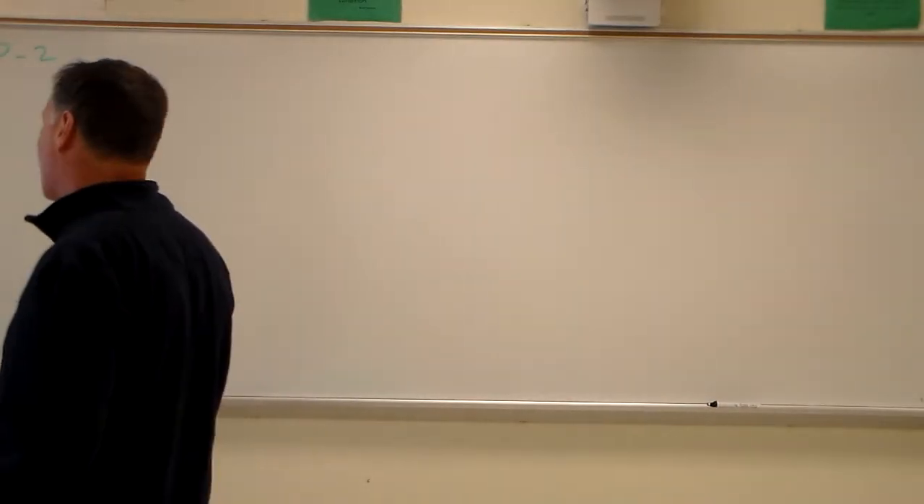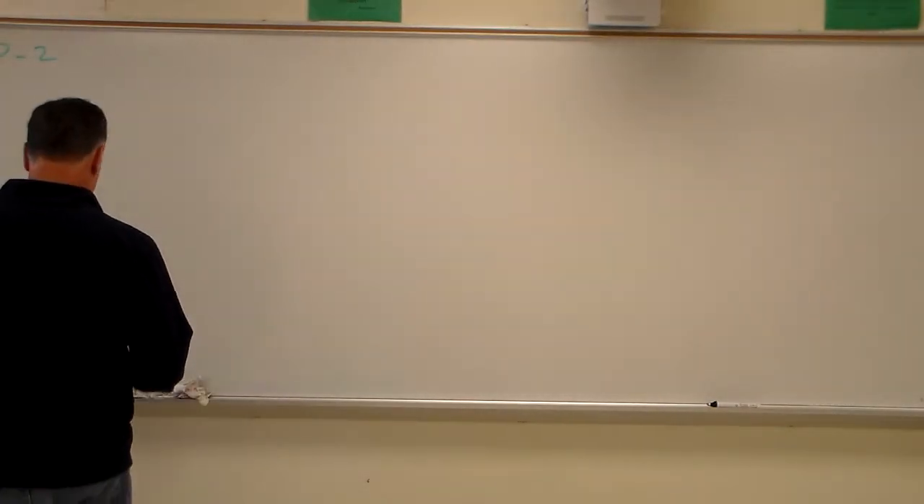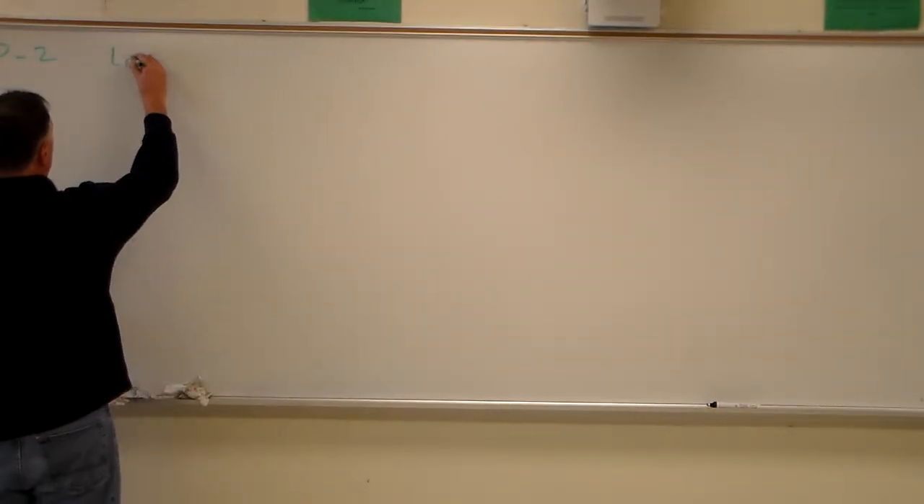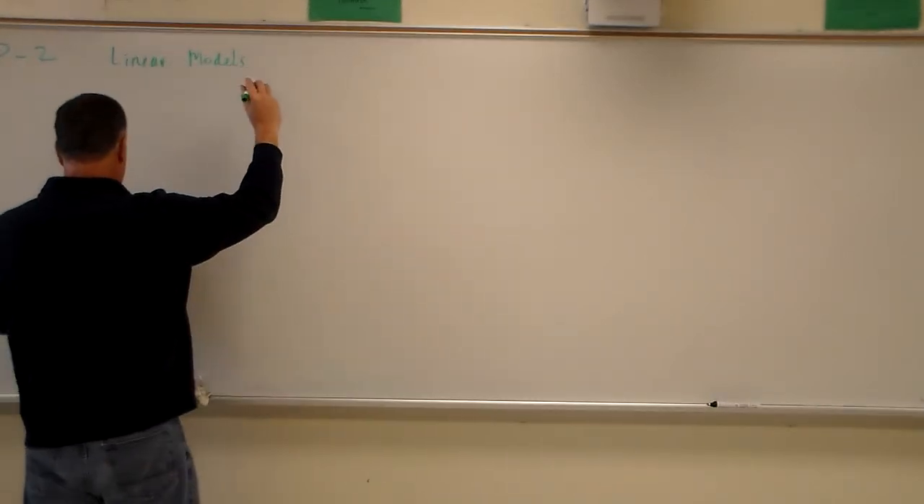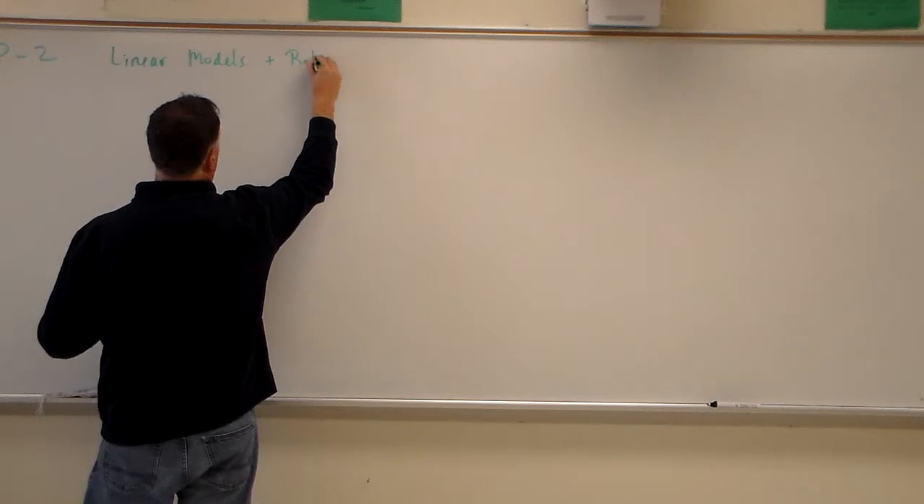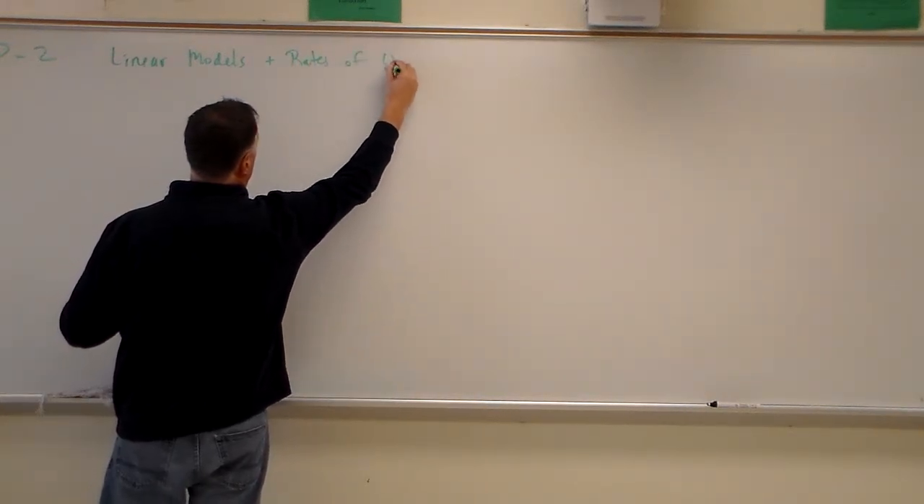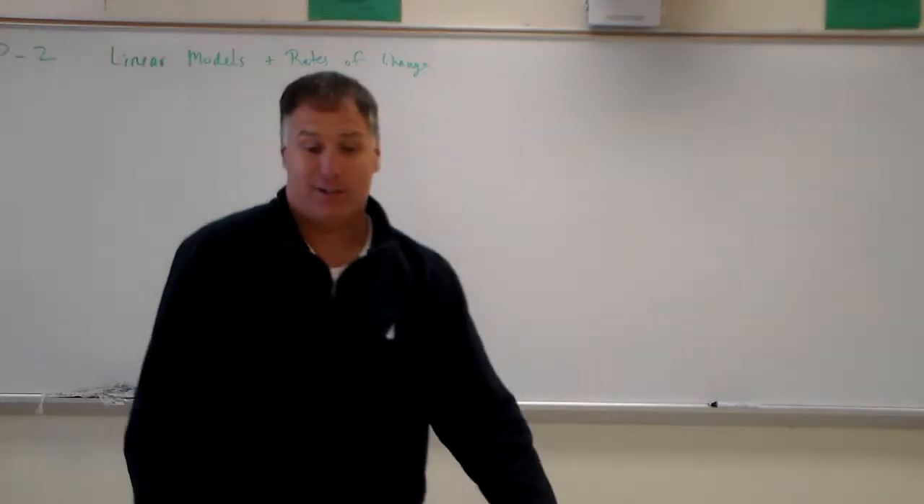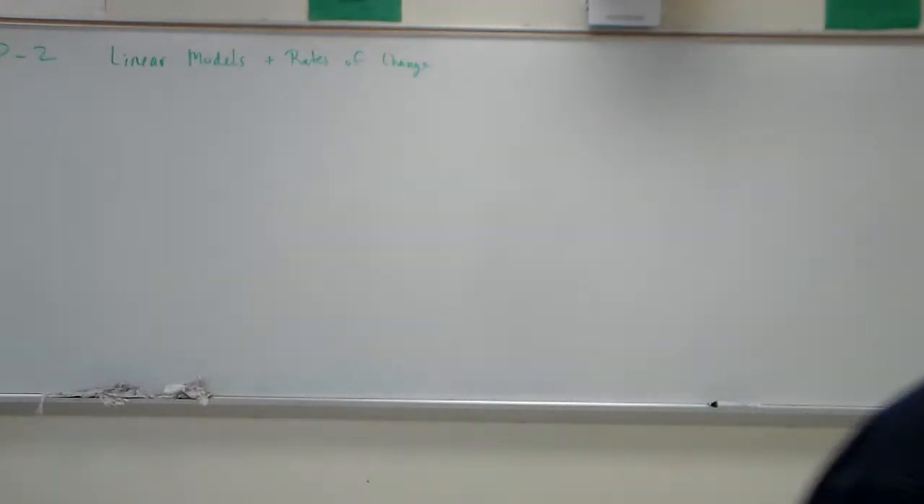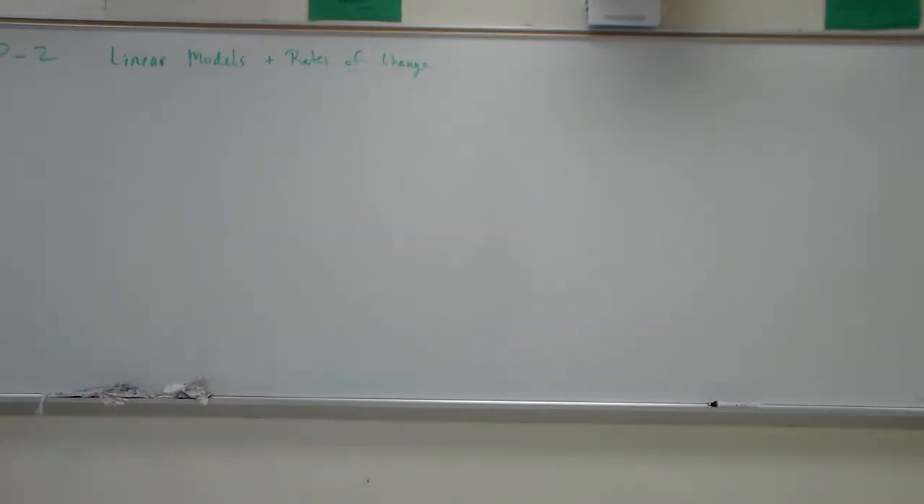Okay, calculus students, here we go. This is an easy section, okay? P2 is called linear models and rates of change. You're not going to get any easier than this, okay? This is algebra 1 stuff, but they put it in there.